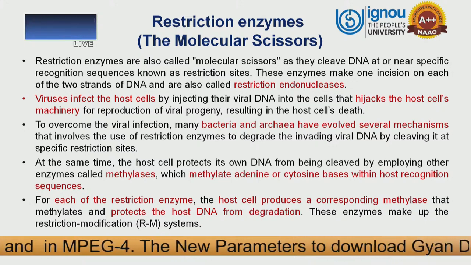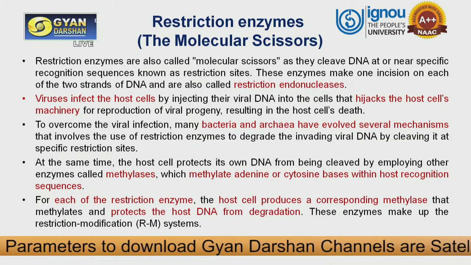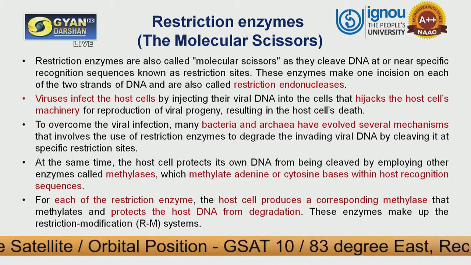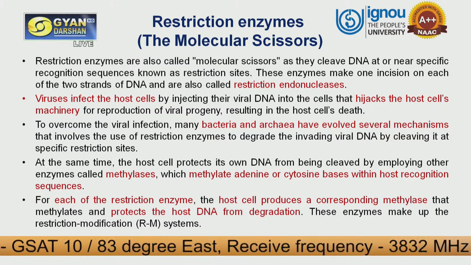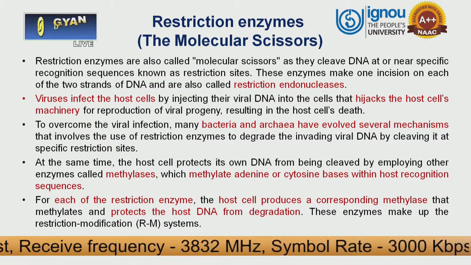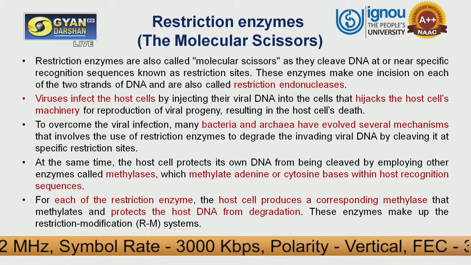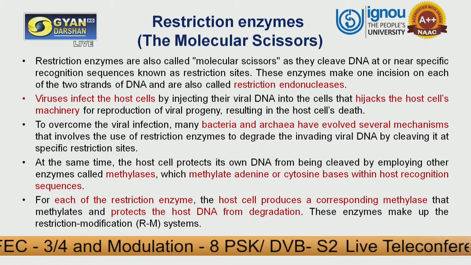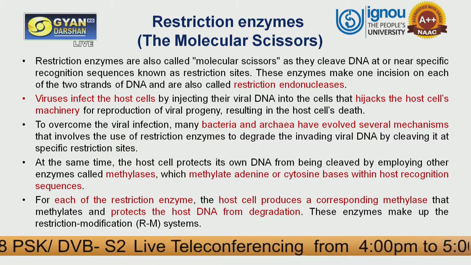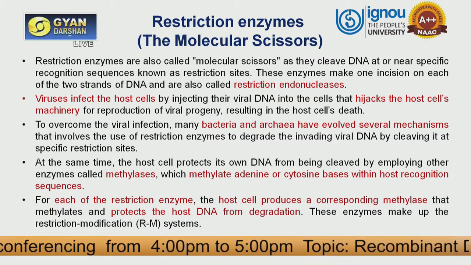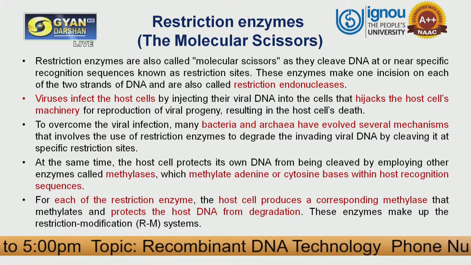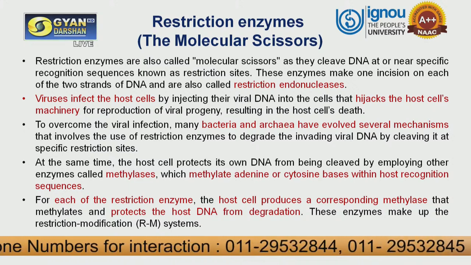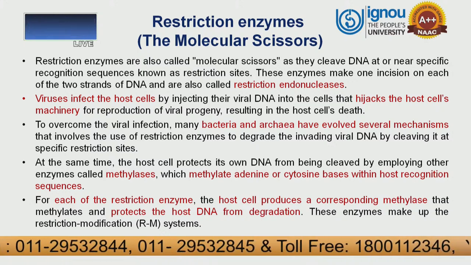They have these restriction enzymes in their own cells, which can identify self and non-self DNA. The identification of self and non-self DNA is possible because of an enzyme present in these bacteria called methylases. These methylases methylate bases like adenine or cytosine within the host recognition sequences. Each restriction enzyme present in the host cell has its corresponding methylase. Means every restriction enzyme has its own corresponding methylase and its own methylation pattern. And this basically protects the host DNA from degradation.